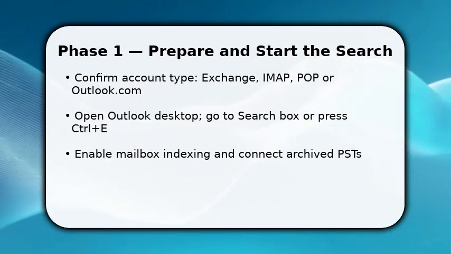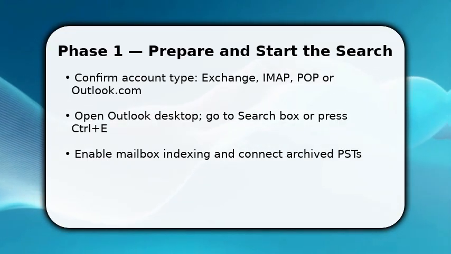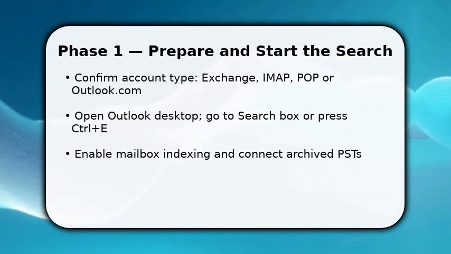You start by confirming the account type because restoration steps differ for Exchange, IMAP, POP, or Outlook. Open the Outlook desktop app and focus the search box. Press Ctrl+E to activate search tools.